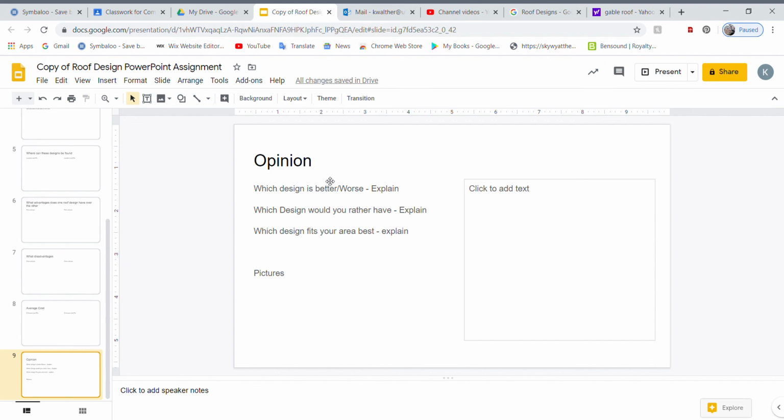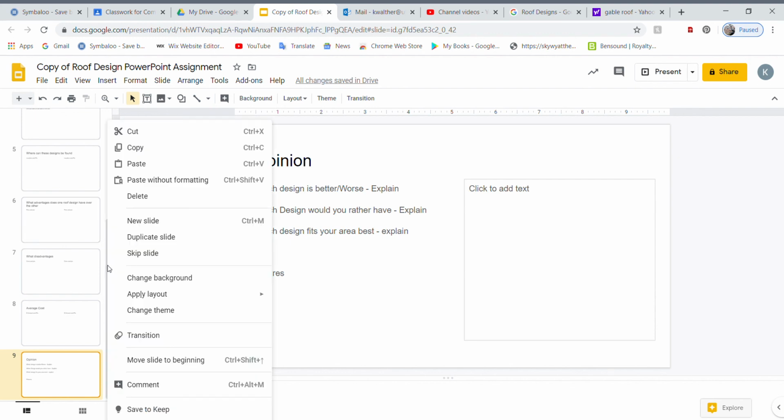Which design is better or worse? Explain. Please explain yourselves. Okay, I want at least one explanation for what you said. Which design would you rather have? Again, let's explain that. Which design fits your area best? Okay, most of you guys live in Utica. Which design in this case would fit your choice. If it's both, fine, then put both. But I want an explanation as to why.